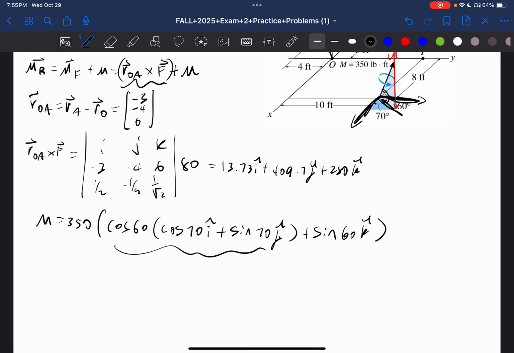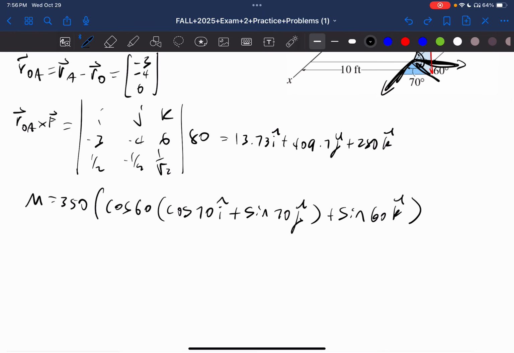Yeah, so you calculate this pretty easy, right? Distribute this out, multiply this in, and then you're going to end up with the moment being equal to 59.85 in the i direction plus 164.4 in the j direction plus 303.1 in the k direction. And this is in feet pounds.